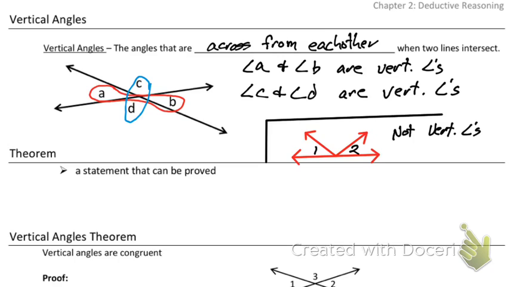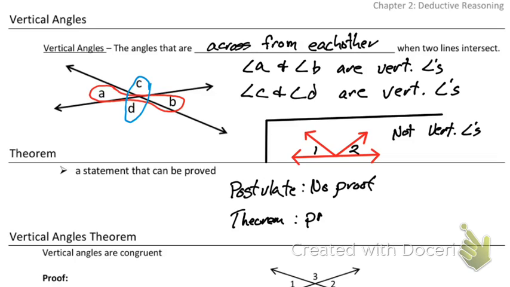So here, I'm going to put both things. Postulate equals basically no proof. We're not going to prove it. And a theorem, we prove. So we're going to need a proof. Postulate, no proof. Theorem, proof. Theorems are these big bad guys on the block. Postulates are the little guys that build up the theorem.